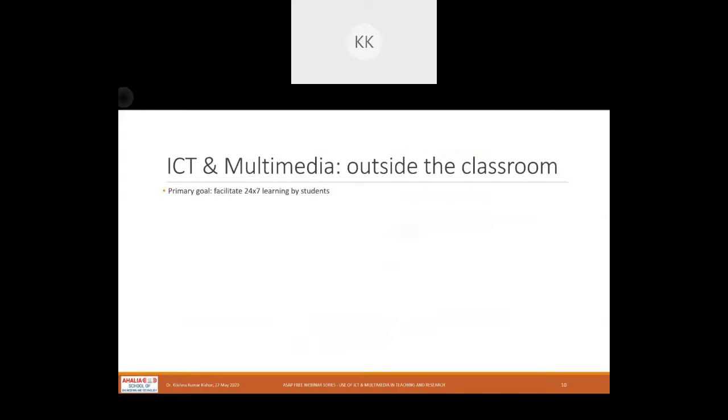So this is what we talked about, what happened inside the classroom, how ICT and multimedia play a role inside the classroom. Equally important is what happens outside the classroom. Now, when we talk about this, the primary goal in this case is to facilitate 24/7 learning. Now, this doesn't mean that students are going to learn 24 hours, 7 days a week, right? All it means is that ICT and multimedia is appreciating that the students are individuals who are busy people, and they have their own lives outside the classroom.